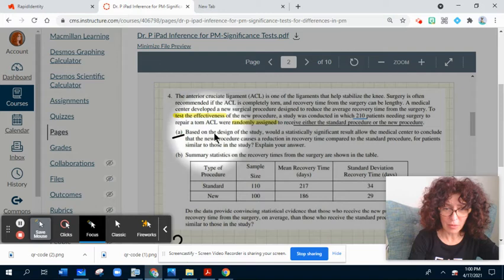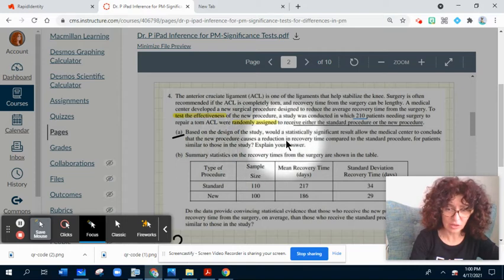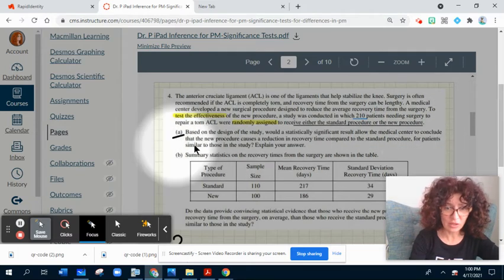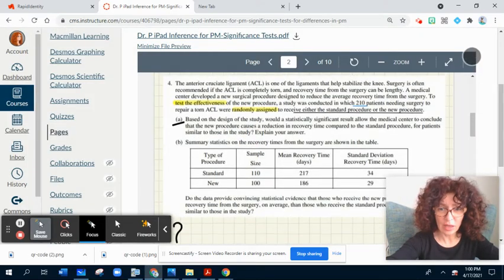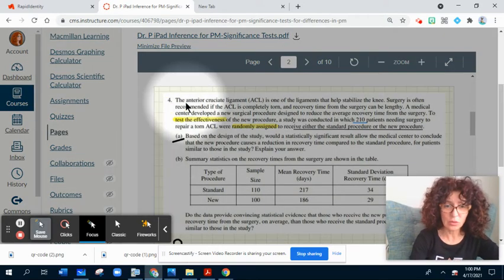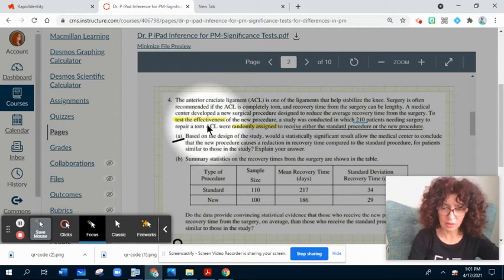First question: based on the design of the study, would a statistically significant result allow the medical center to conclude that the new procedure causes a reduction in recovery time compared to the standard procedure for patients similar to those in the study? And of course, explain your answer. So I encourage you to stop the video, read the problem again, reflect and think: how would you answer this question?